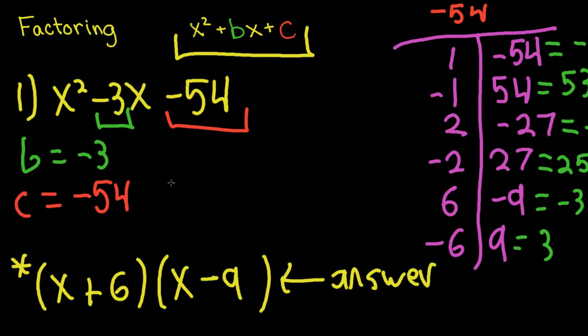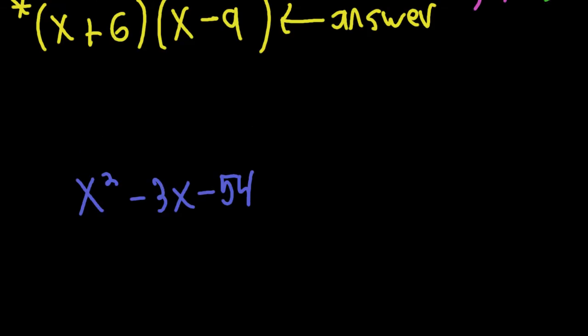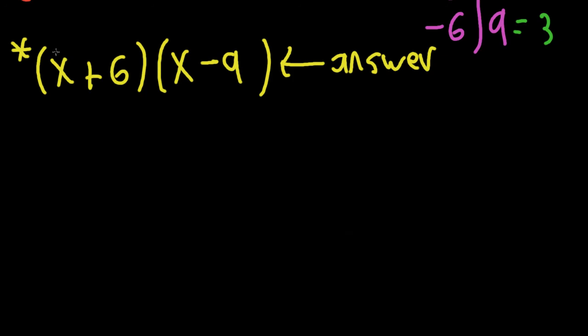In case you might want to check your answer, spoiler alert, here it is. Well, not really, but I'm going to write in blue. How we can check to see if our answer is right is to redistribute. You can use the box method if you like. You can use FOIL. I'm going to use FOIL and we'll redistribute this out.